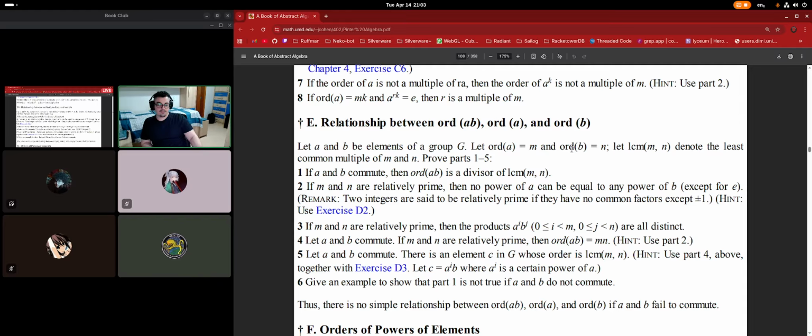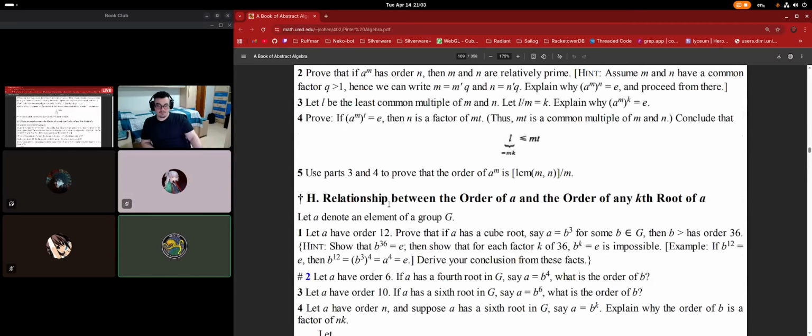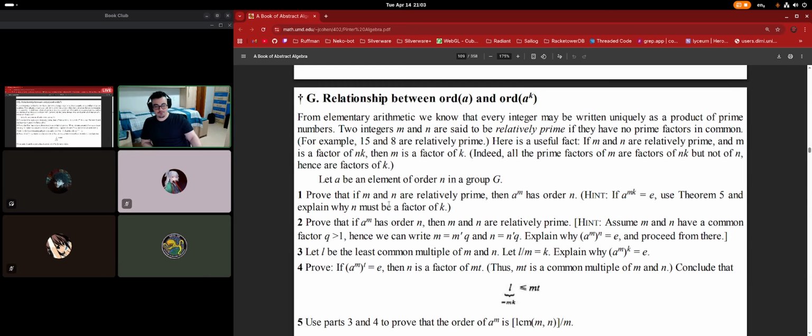Okay, that actually makes sense, because they do talk about relative primality in pretty much all the other ones too. Yeah, anyway, okay, let's finish up. But I think that's probably the key to 1 and 6. Okay, that's actually pretty cool. I didn't notice that.